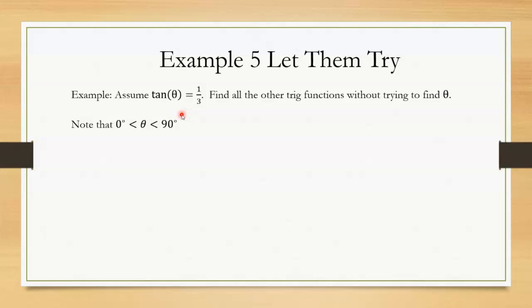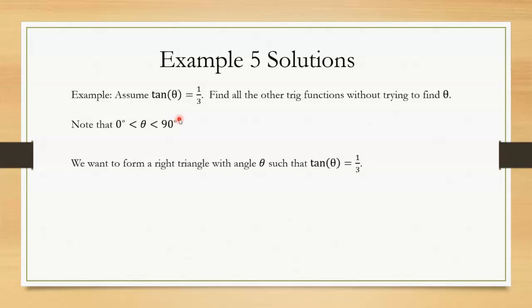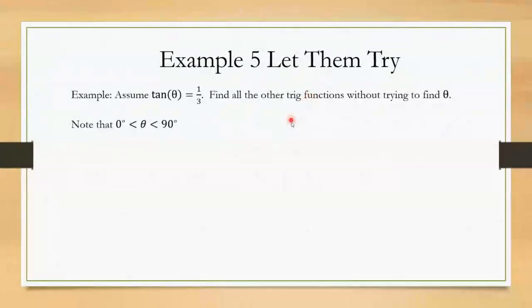So again, we want to figure out what the other trig functions are at theta. That's actually not that bad. What we want to do, remember, is form a right triangle, one that has the angle theta in it, and with the sides labeled so that this is true. I know on this slide it says let them try, but I think it's better if I do this with you guys, mostly because I should have done this example last time.